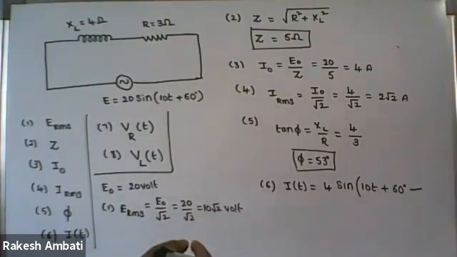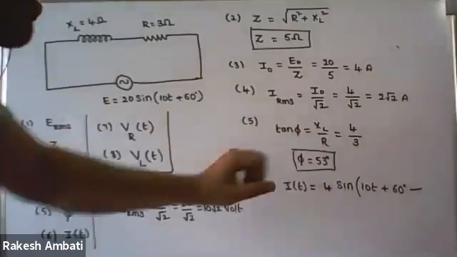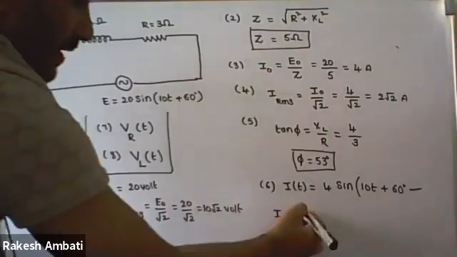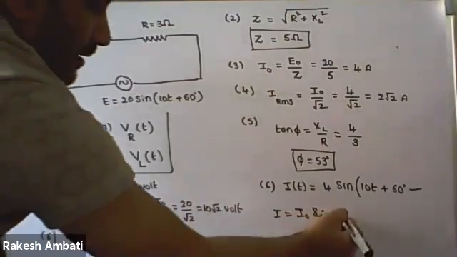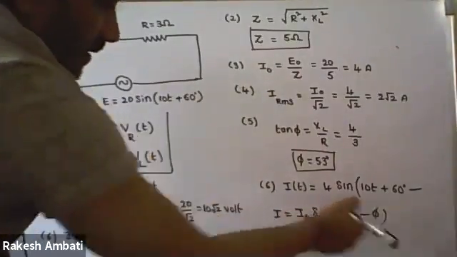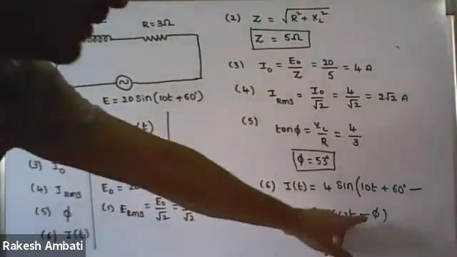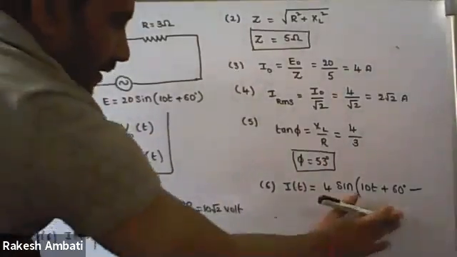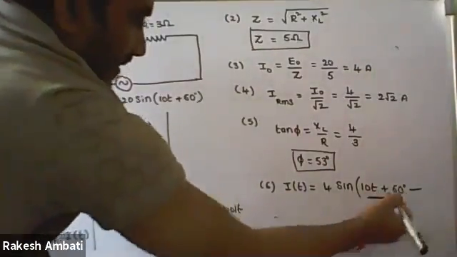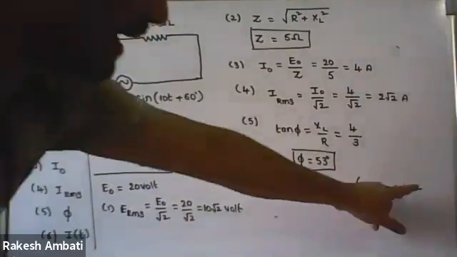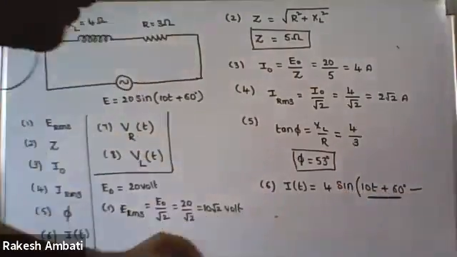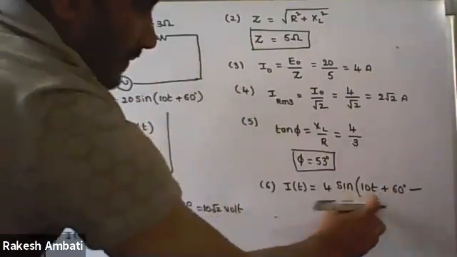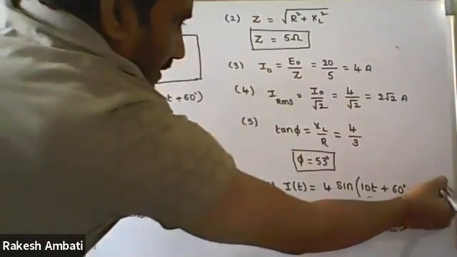Current lags by 53 degrees. You try to recall in LR circuit, what is the current equation? We noted down I equal to I naught sine of omega t minus phi, where phi is the phase difference. So with respect to EMF, current is lagging by 53 degrees, so minus 53 degrees.